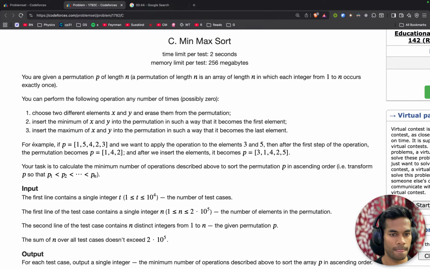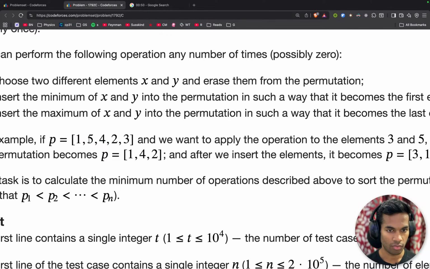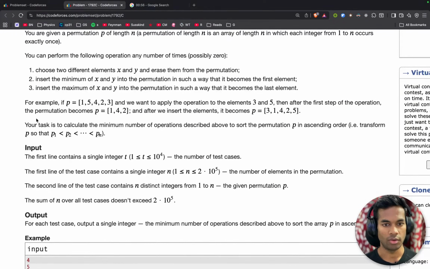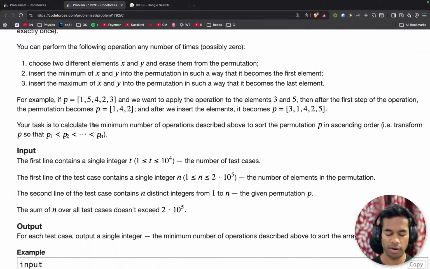For example, if we want to apply the operation to the elements 3 and 5, then we will have 3 1 4 2 5. Your task is to calculate the minimum number of operations described above required to sort the permutation p into ascending order. So we have to look at which operations, and the number of inversions.